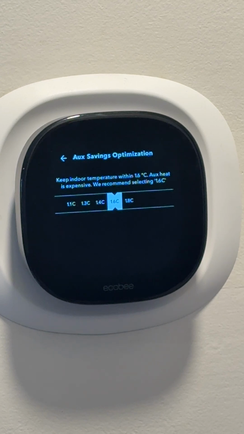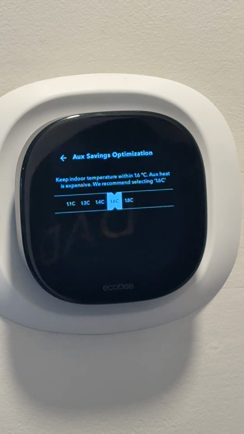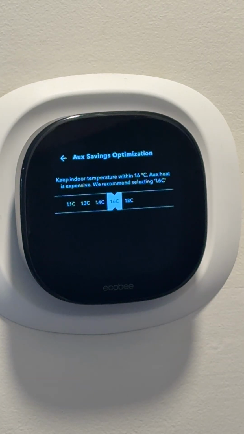Or let's say a lot of people come in the house, you're loading up groceries, the house gets really cold. It's going to take the heat pump quite a long time to raise the temperature 1.6 degrees. So the gas furnace is going to come on, get the temperature back to 20 in the house, and then it's just going to maintain again. So I like that 1.6.